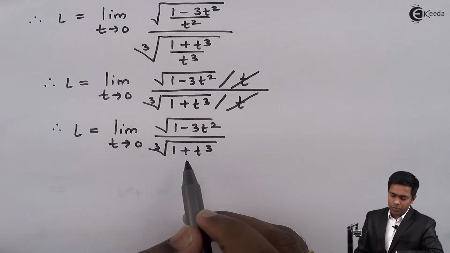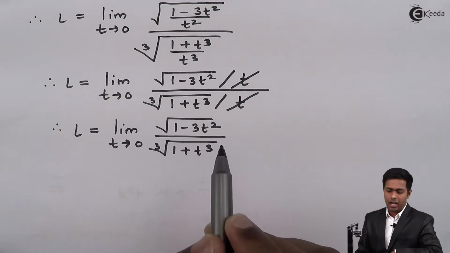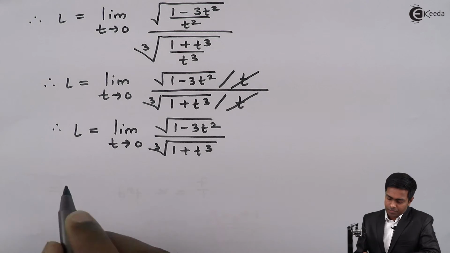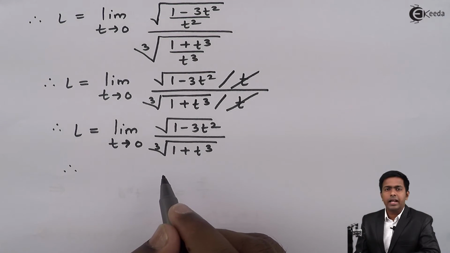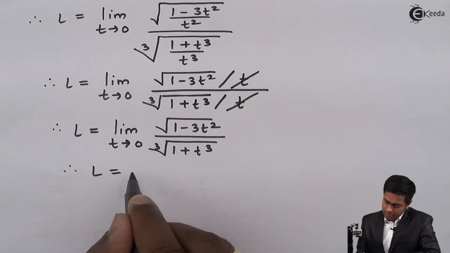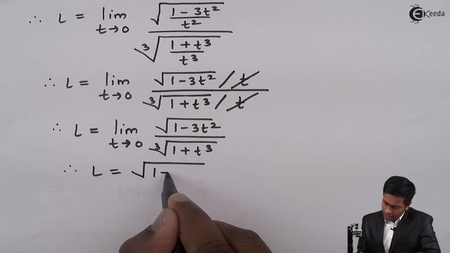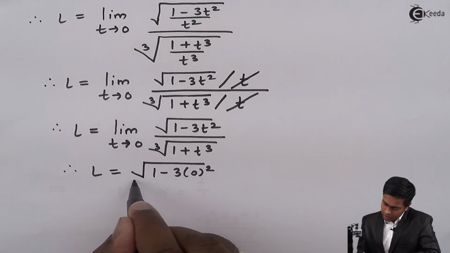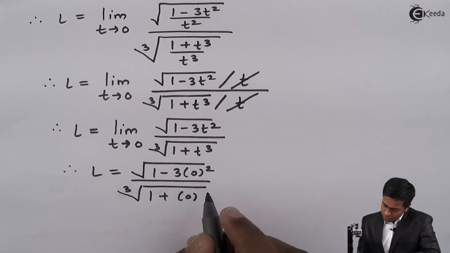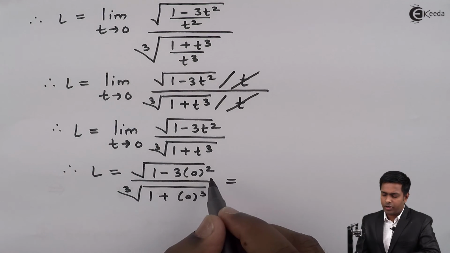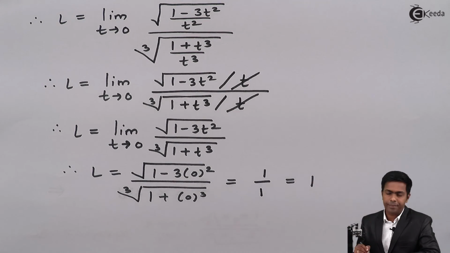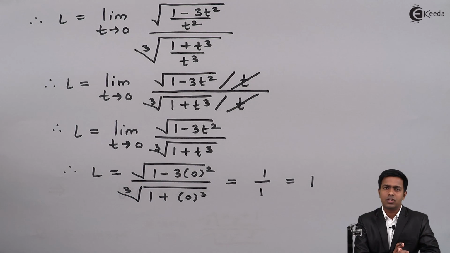And if you observe here, we have an algebraic function and the limit is tending towards 0. This t is tending towards 0. So therefore here I will apply the direct method, and by the direct method here we will get square root of 1 minus 3 into 0 square upon cube root of 1 plus 0 cube, and if we calculate the value, then here we will get 1, here we will get 1, and hence the answer is 1. So the value of the given limit is 1. Thank you.